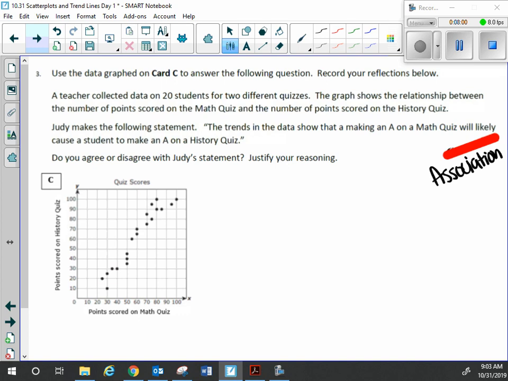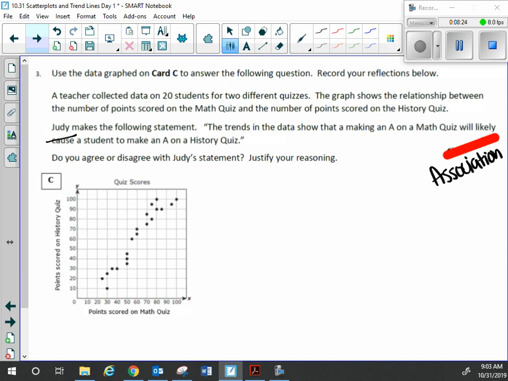If Judy said something other than cause, it could have been, well, will likely influence a student to make an A on a history quiz. Influence likely, but cause is not the case, right?